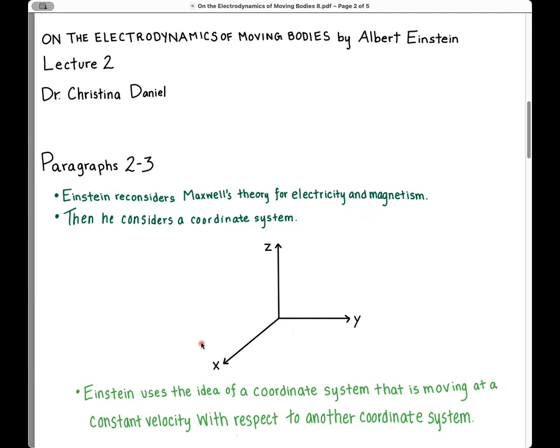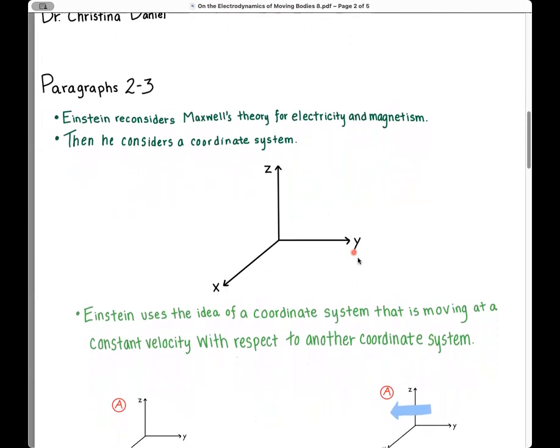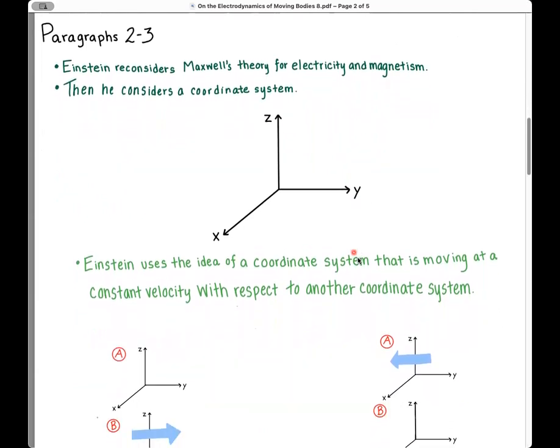Note that the equations of Newtonian mechanics are said to be valid in a coordinate system that is moving at a constant velocity with respect to another coordinate system. Next, Einstein utilizes the idea of a coordinate system that is moving at a constant velocity with respect to another coordinate system. To better understand this concept, I have drawn two diagrams.